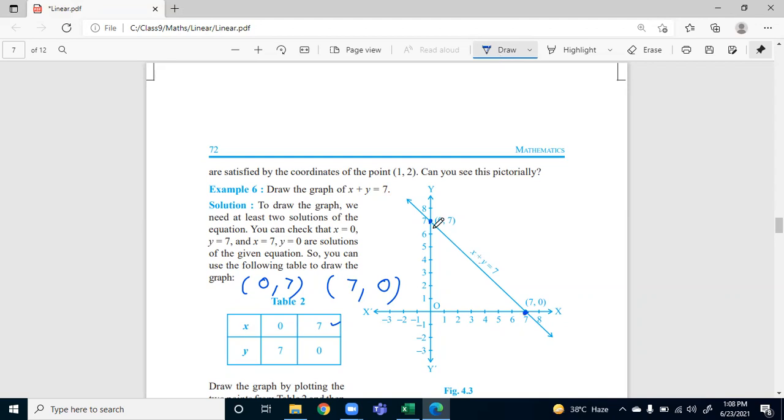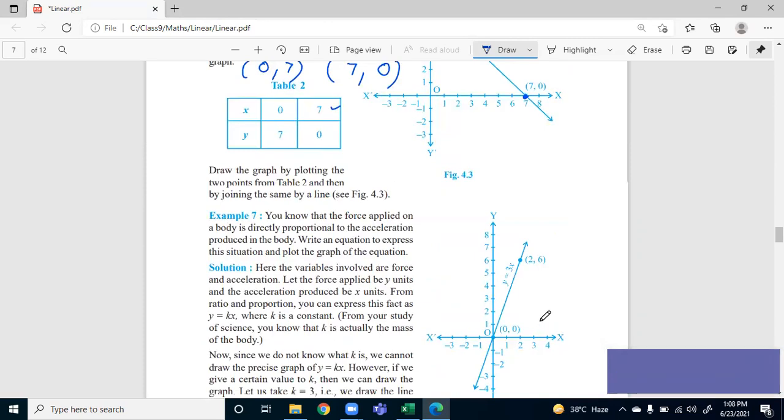When we plot it, then after plotting these points, you have to join them with a line. The line should have an arrow on both sides. You can see there is one arrow here, there is one arrow here. That indicates that it can be extended in both directions. Okay, so this is how you need to do it.